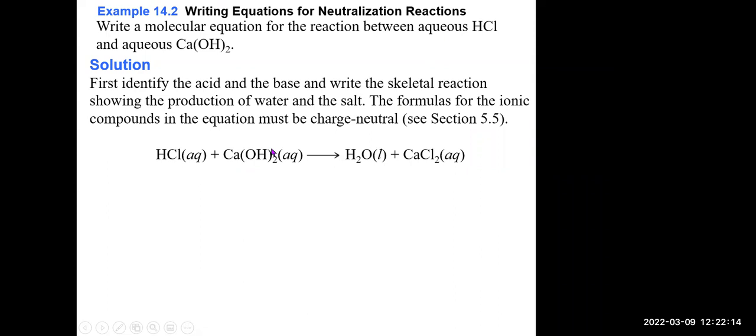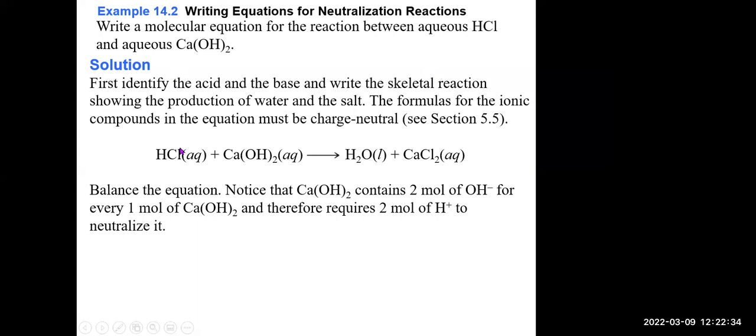So we see they produce H2O, then we take the cation from the base and the anion from the acid to produce the salt. To neutralize the charge, because Ca is 2 plus and Cl is 1 negative, we need 2 Cl. This is the skeletal chemical equation.